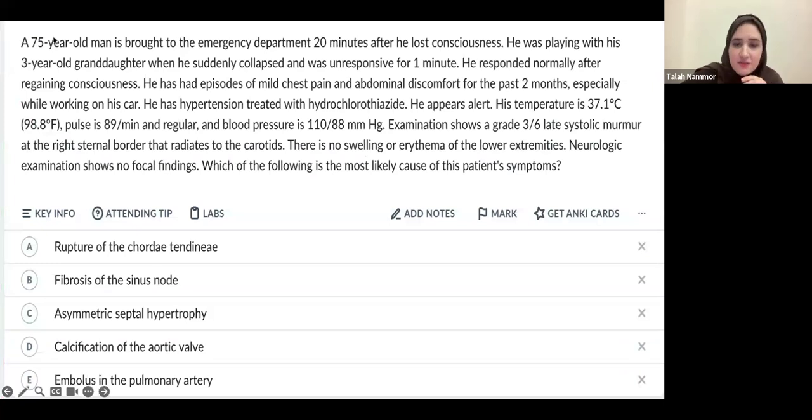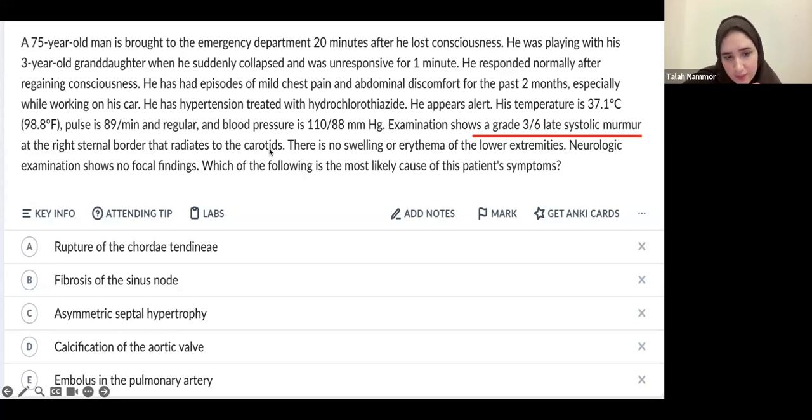Okay. A 75-year-old man is brought to the emergency department 20 minutes after he lost consciousness. He was playing with his 3-year-old granddaughter when he suddenly collapsed and was unresponsive for 1 minute. He responded normally after regaining consciousness. He has episodes of mild chest pain and abdominal discomfort for the past 2 months, especially while working on his car. He has hypertension treated with hydrochlorothiazide. He's alert. His temperature is normal. His pulse is normal. His blood pressure is a bit decreased. He has a grade 3 out of 6 late systolic murmur, okay? At the right sternal border that radiates to the carotids.